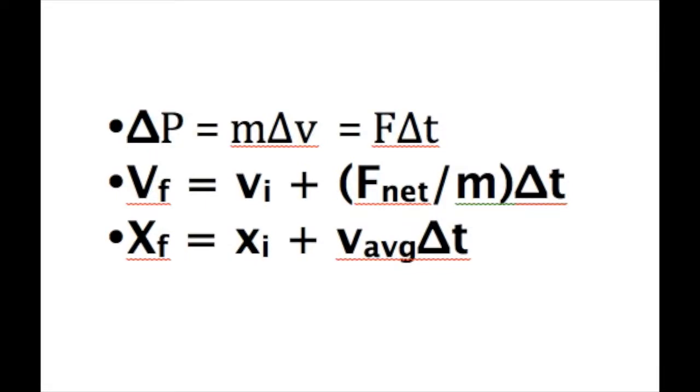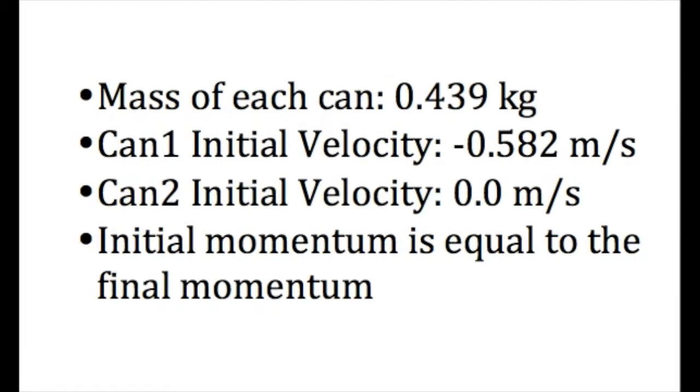These are the equations used throughout the analysis. In this model, some initial conditions were given. The mass of each object was 0.439 kilograms. The initial velocity of the first can was 0.582 meters per second in the negative y direction, and the initial velocity of the second can was 0 meters per second since it started at rest.